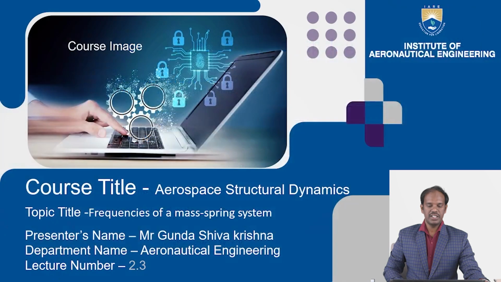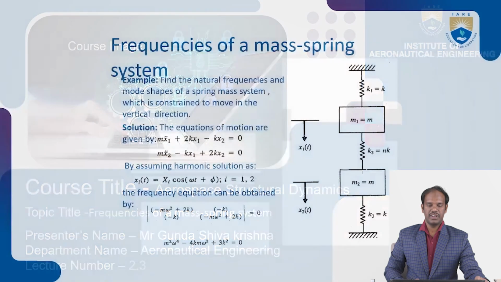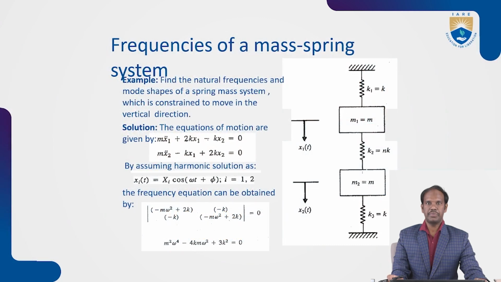We have already seen what degrees of freedom and multiple degrees of freedom are, what is meant by natural frequency, and how we can solve using the Fourier series as well as the Laplace series. Now we are into the frequencies of mass and spring systems. Here is an example using two degrees of freedom.